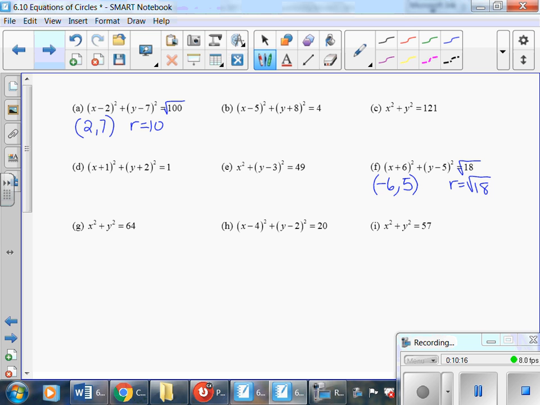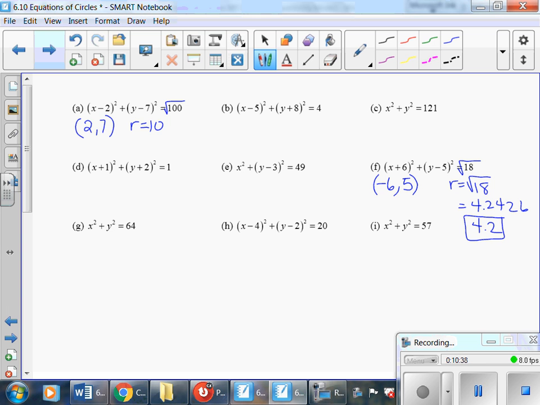So this is about using our calculator. We put this into the calculator and you get 4.2426, which to the nearest tenth is 4.2. A little dyslexia going on there. All right.